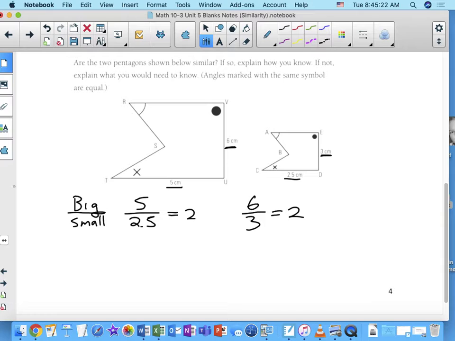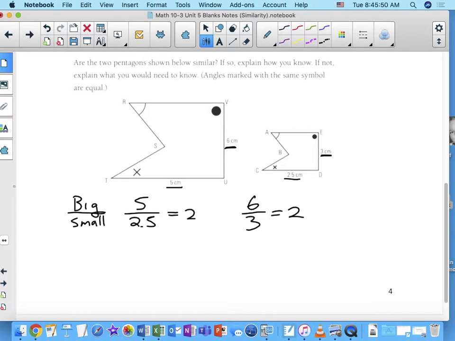But do we know all of them? We're missing 3 side lengths. Okay? If we're missing 3, we don't have enough information. We must know all of them to say that these two shapes are similar. So because of the fact that we are missing 3 side lengths, we are missing certain information, okay?